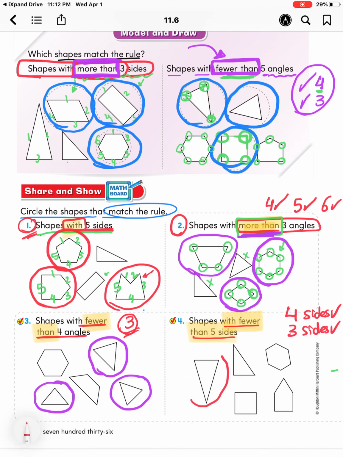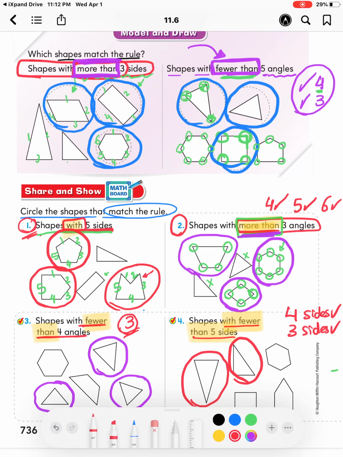We have here 1 triangle, 2 triangles. Okay. Which shapes have 4 sides? Which shapes? Let's count. 1, 2, 3, 4, 5, and 6.